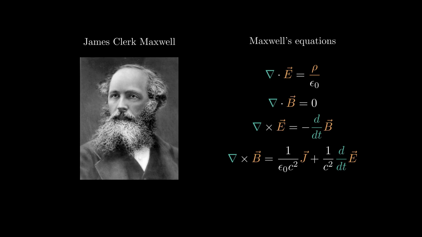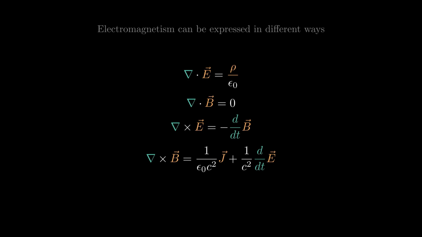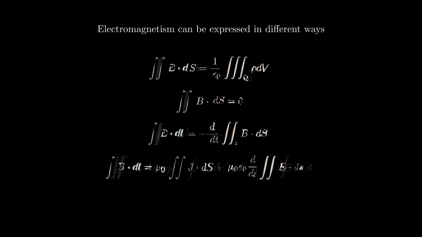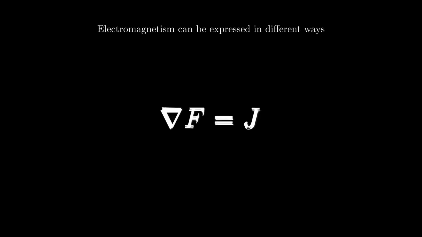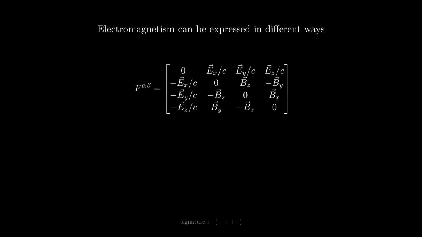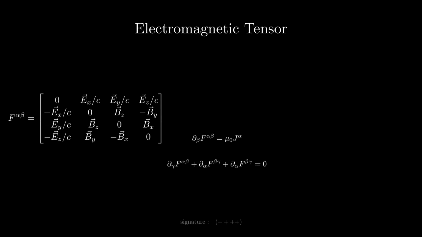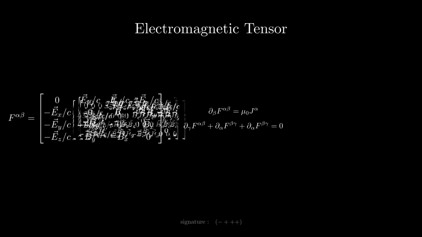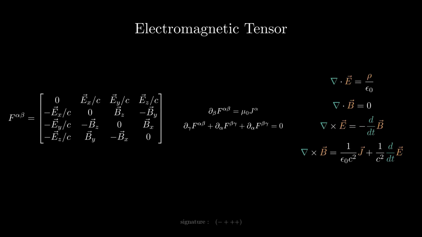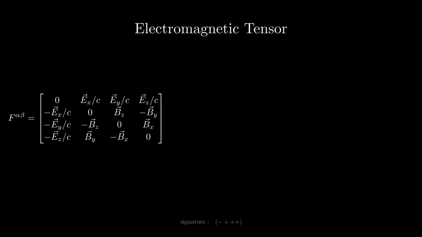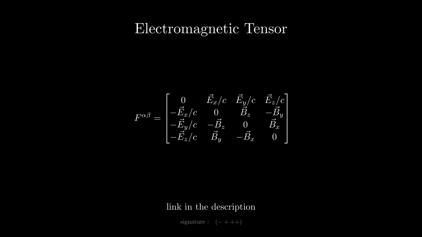They are beyond useful. At the moment you start learning about electromagnetism, you find that it can be conveniently expressed in many different ways. And this one in particular is expressed in terms of a tensor, which is the language of the general theory of relativity. If you want to know how to get from the electromagnetic tensor to Maxwell's equations, there is a video linked in the description.